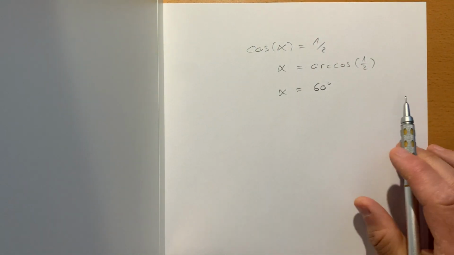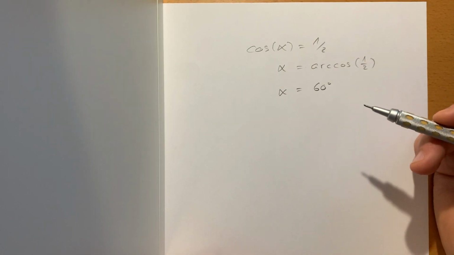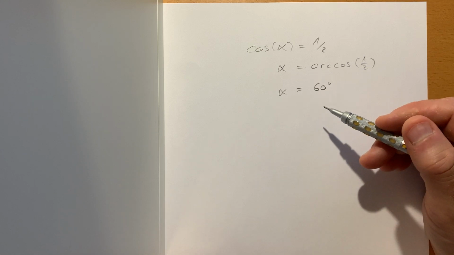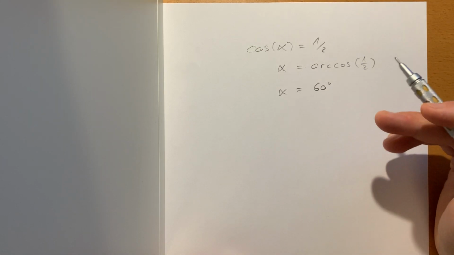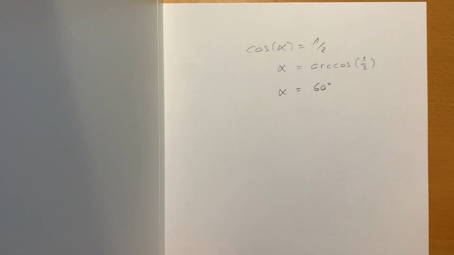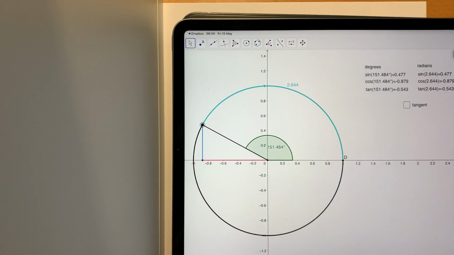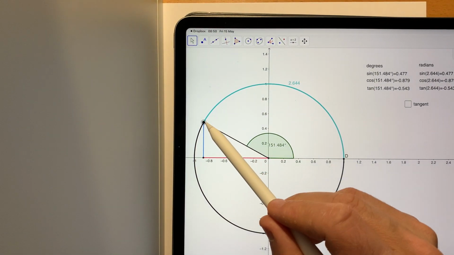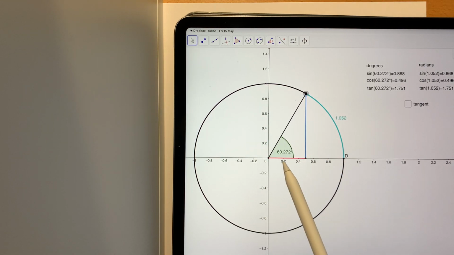Good, 60 degrees. Again, in year 4, this was enough. But not anymore. Maybe we do have more solutions. In fact, we do have infinitely many solutions. So let's have a look at GeoGebra here. Now let's go to 1/2, or 60 degrees here. 60 degrees, 1/2.